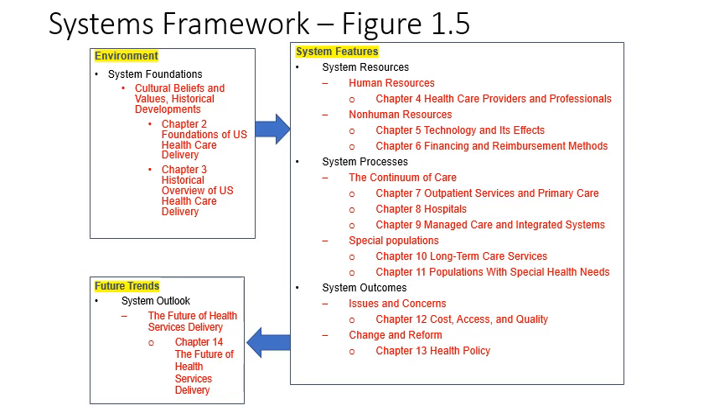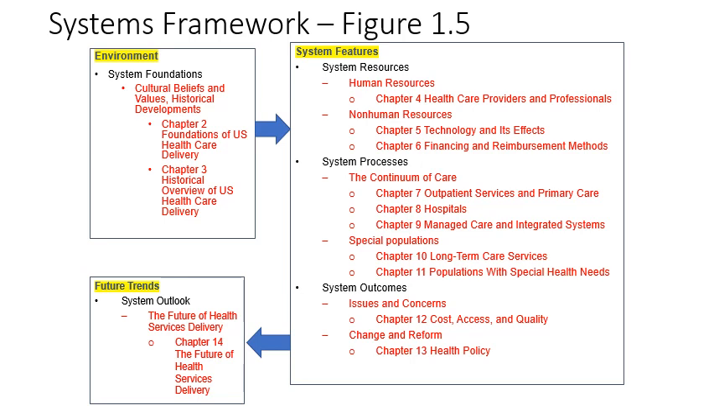So when you look at resources, you're thinking about human resources, which you see in Chapter 4, Healthcare Providers and Professionals. Who are your healthcare providers? Who's helping you? Who's there to provide services for you? Non-human resources would be Chapter 5, Technology and its effects. How does technology help you with your healthcare needs? Chapter 6, Financing and reimbursement methods. You know, money does talk.